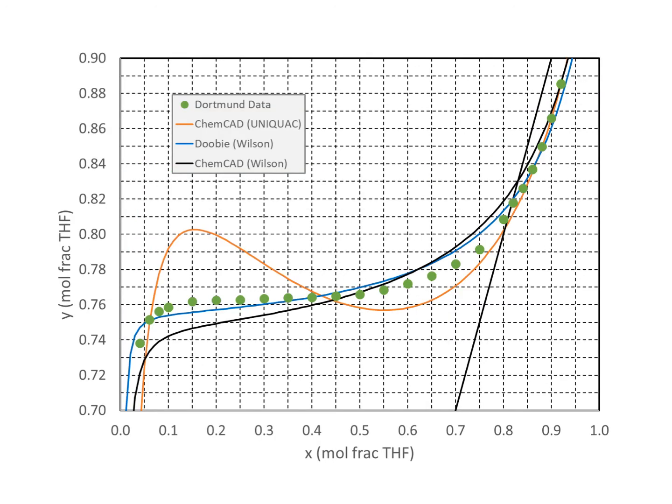We can get an even better comparison of how the models represent the VLE data by expanding the y-axis. Here you see it goes from 0.7 to 0.9. So we get more of a close-up of this azeotropic region, which occurs about 0.82. And of course, the UNIQUAC did not do such a good job. The Wilson equation with my parameters, I think, still did a little bit better job of matching the data, but the ChemCAD equation did almost as well.